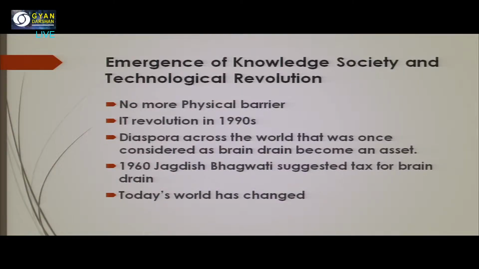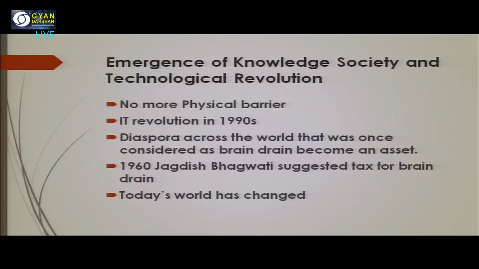And the diaspora across the world, once considered a brain drain, became an asset. As I mentioned, in the 1940s, 1950s, 60s, 70s, up to the 80s, people were always talking about brain drain. Even the famous economist in India, Jagdish Bhagwati, gave a suggestion to the then Indian government to tax people who were migrating to other countries. Otherwise, India would become poorer and poorer. But things have changed over time because of technology, because of the internet. So today, the world has changed.